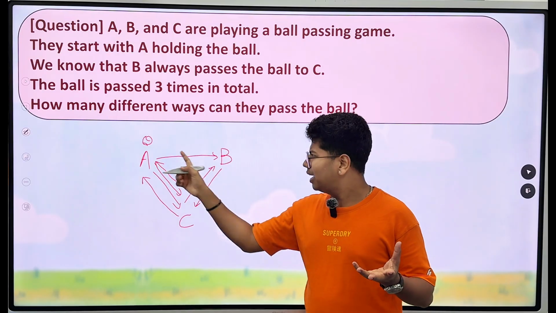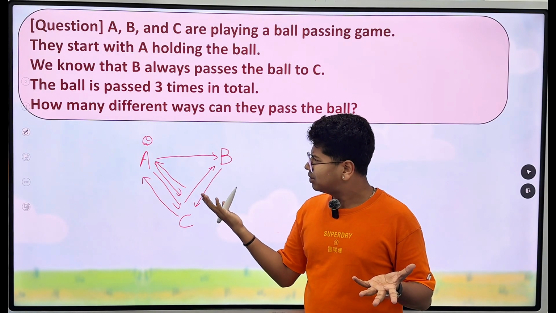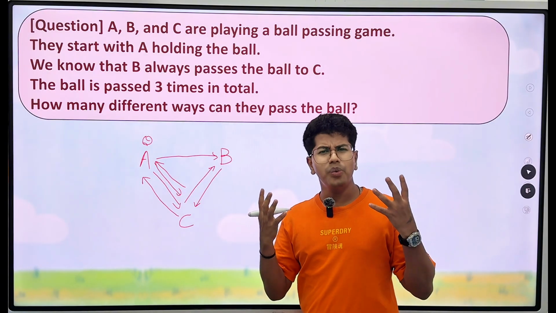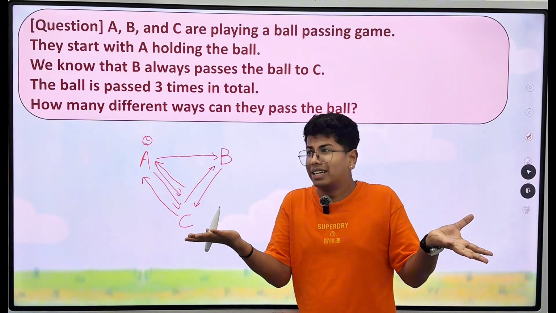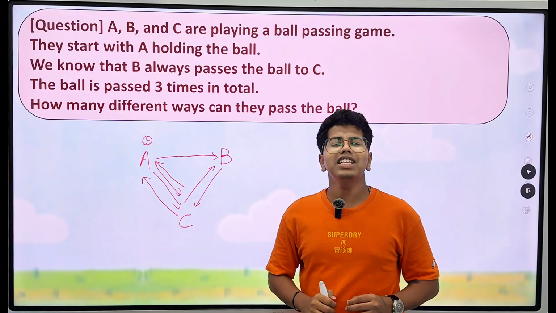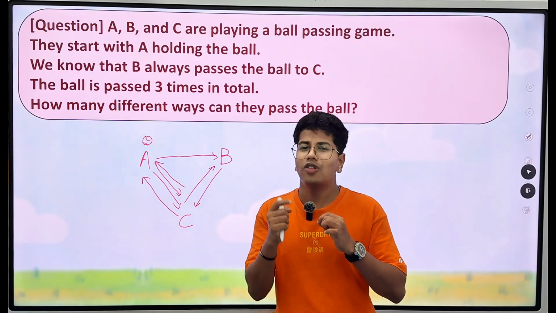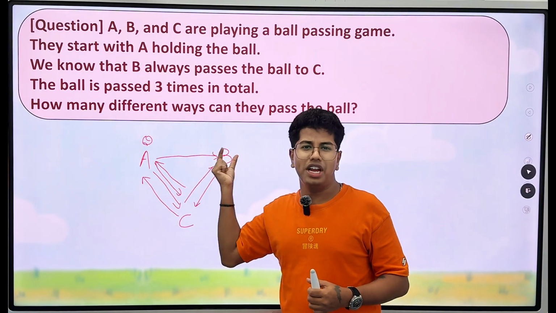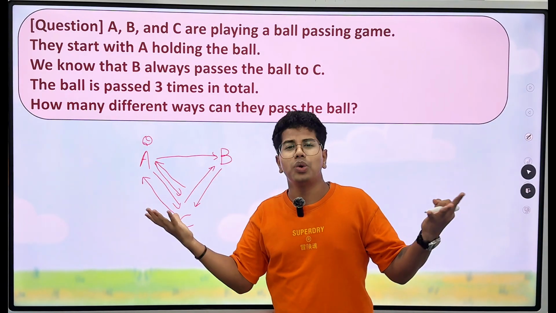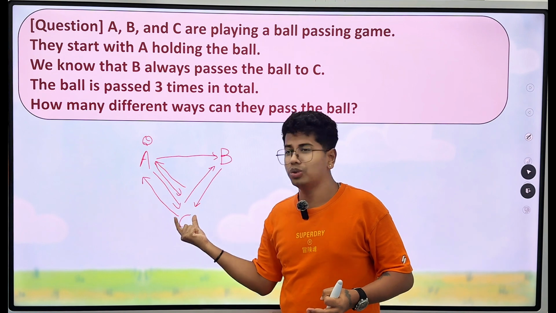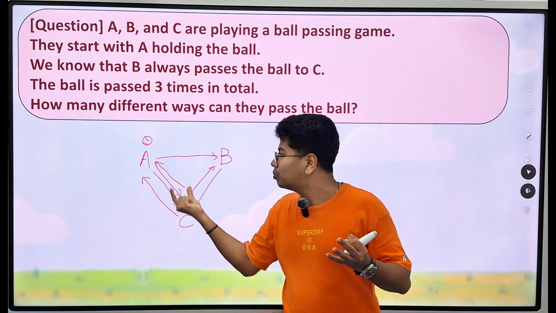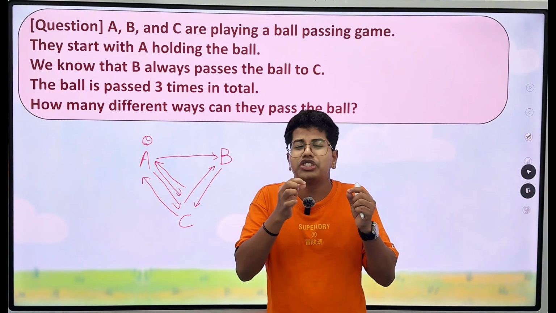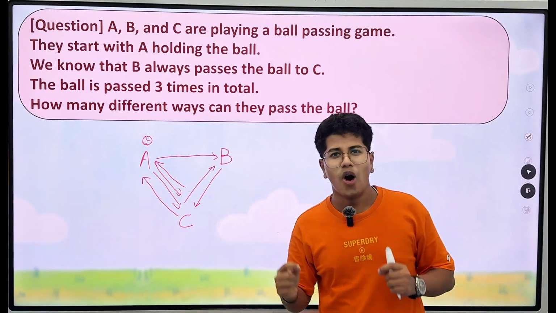And what else? A passes to B, B passes. Is this the only way? Not sure. Is this the only way in which we can get the answer? That is just 3. So let's try to understand how we can solve questions based on passing the balls, where every situation can have different options. For example, when A passes to C, C can choose to pass to A or B both. So let's see how we can tackle questions based on this using a small example.